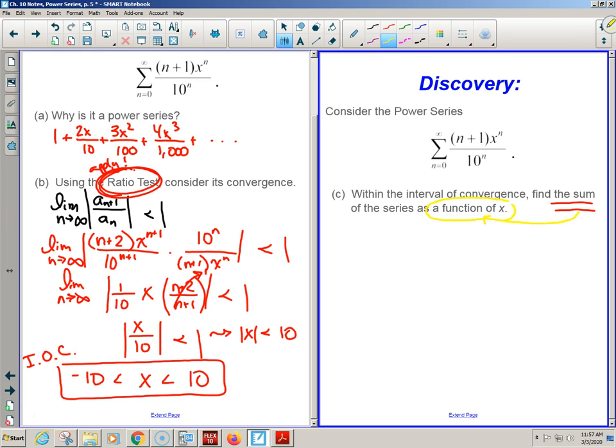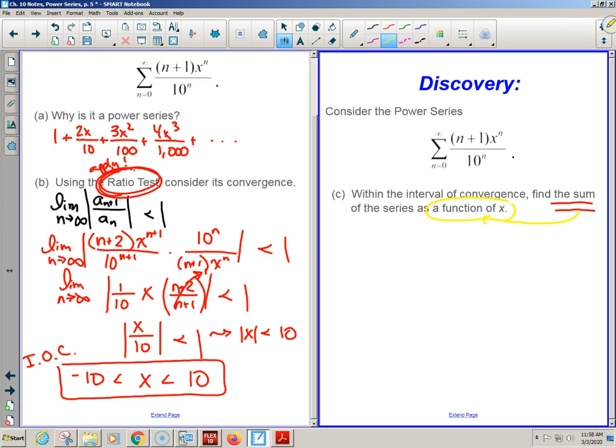Special Maclaurins. What type of series is this? A power series, but is it a Taylor or a Maclaurin? It's a Maclaurin because it's centered around 0, right? No x plus or minus? Yeah. Okay, so I had you look at the special Maclaurins because it is a Maclaurin. Which of those looks the closest to this?